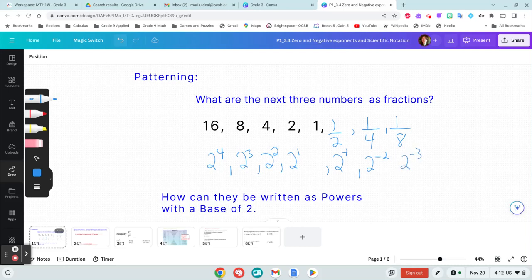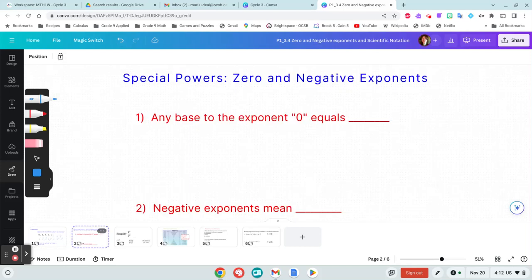So what number is missing here? We have 2 to the power of 0. So let's talk about where that 0 is coming from, okay? So on your handout, you have a box that's called exponent 0. So any base to the exponent 0 is always going to have a value of 1.